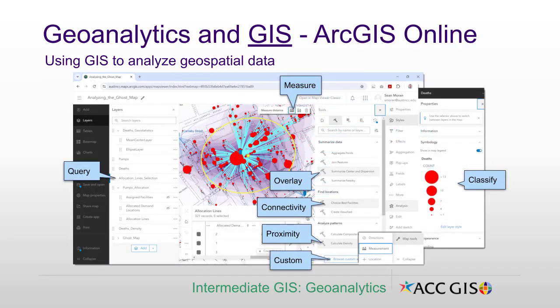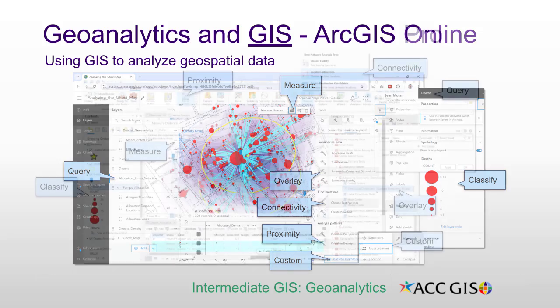Now here's a screenshot of ArcGIS Online. As I've demonstrated, it's more than just cloud-based mapping software. You can actually perform some pretty high-level analysis in it. And here I'm performing all the different categories of geoanalytics, including measuring, classifying, and querying data, performing proximity, overlay, and connectivity analysis, and then of course you can perform custom analysis as well.